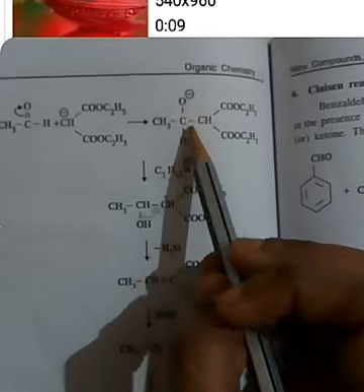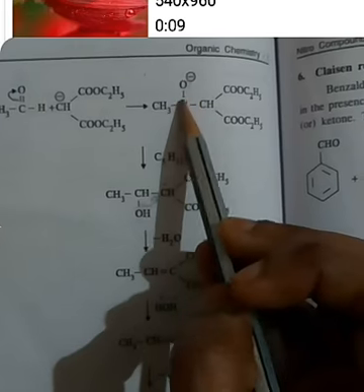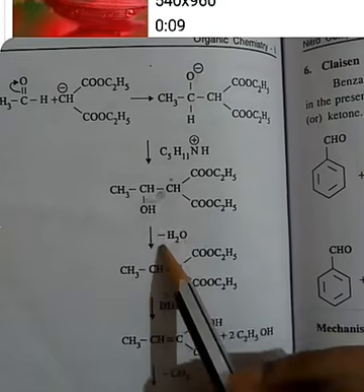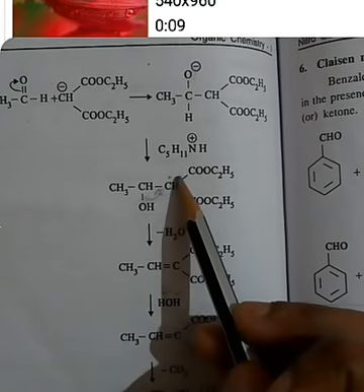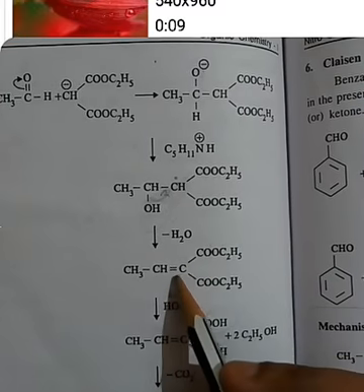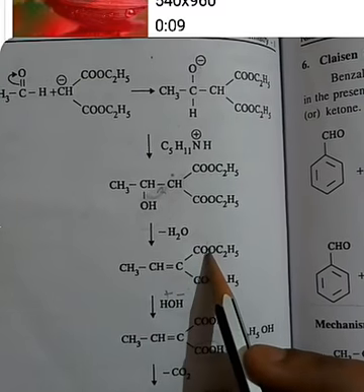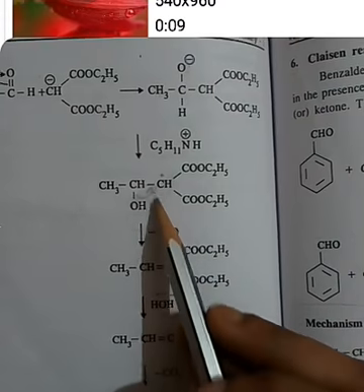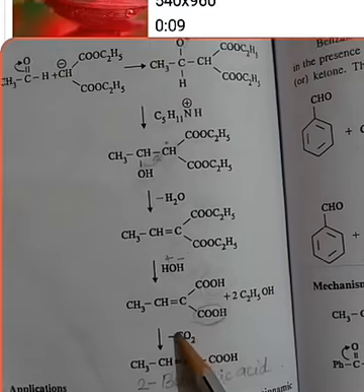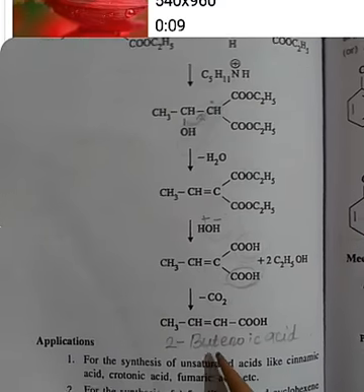Only H plus is added in this reaction, becoming OH. Again H2O is removed, so it becomes a double bond. Again we add hydrolysis: the ester groups are hydrolyzed with H2O to COOH. Again CO2 is removed, and CH is directly formed. So it is said to be 2-butenoic acid.